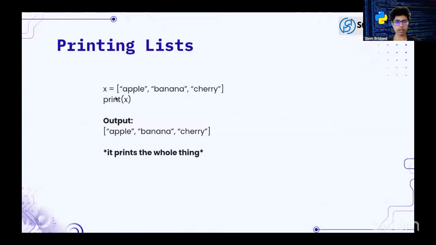Okay, so how do you get stuff from a list? To print a list, you just do print x. It prints the whole thing. It's basically going to print it in this format: square brackets, each of the elements, and the ending square bracket.